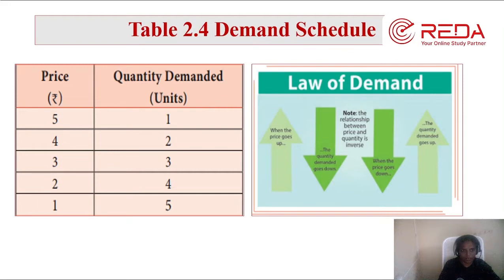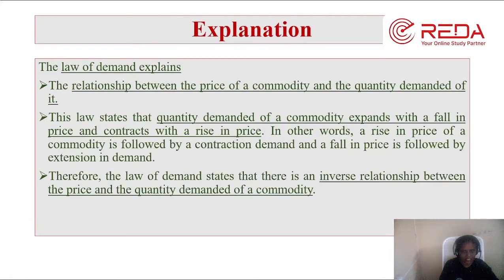So this is the main important schedule, the demand schedule. This basic concept is depicted in a tabular column and diagram. Now with the help of the same data, we are going to obtain the graph to get the demand curve. Now you see, this is the explanation which I gave you already: the relationship between the price of a commodity and the quantity demanded of it. There will be an inverse relationship between the price and quantity demanded of a commodity.